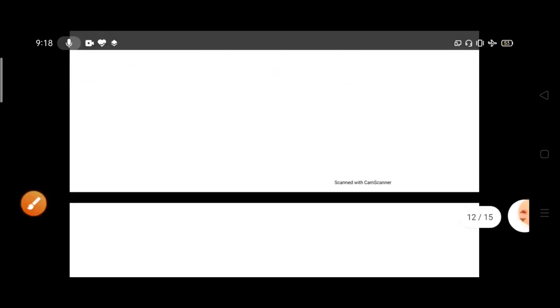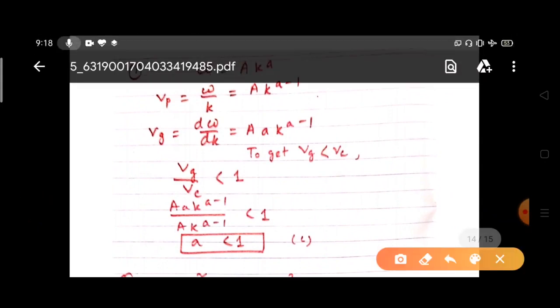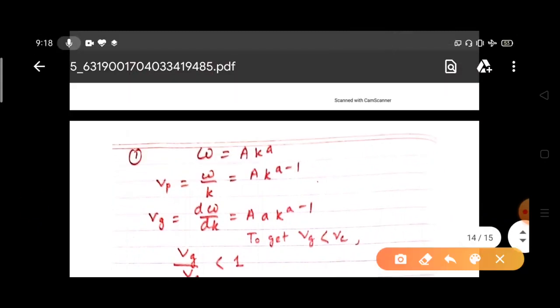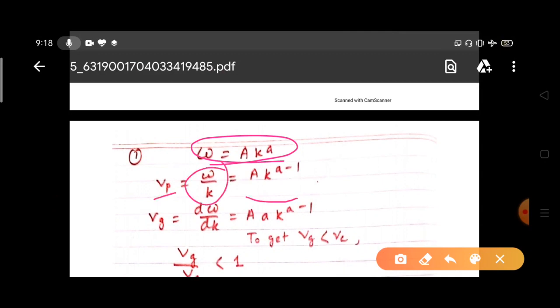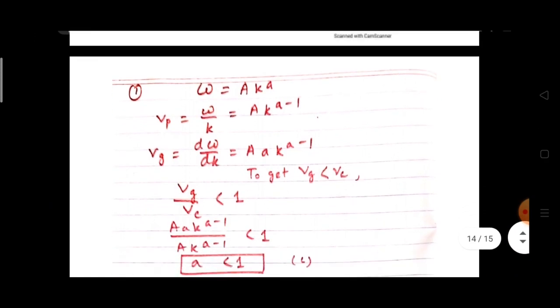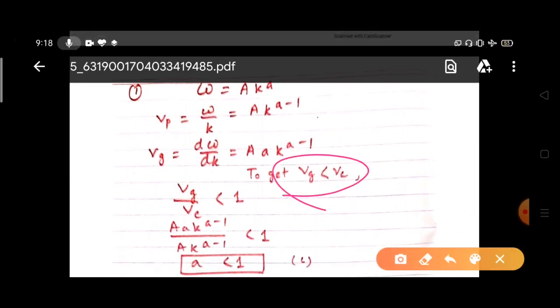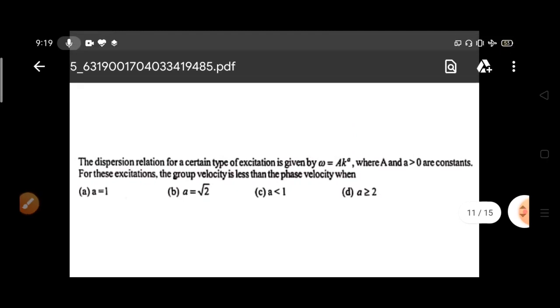So whenever Vg is less than Vp, that is omega equals a into k to the power a. So Vp equals omega by k, that is a k to the power a minus 1, and Vg equals d omega by dk, that is a into small a into k to the power a minus 1. So to get Vg less than Vp, we need Vg by Vp to be less than 1. You put the two values for Vg and Vp, and we get that small a should be less than 1. That is, option C is correct.